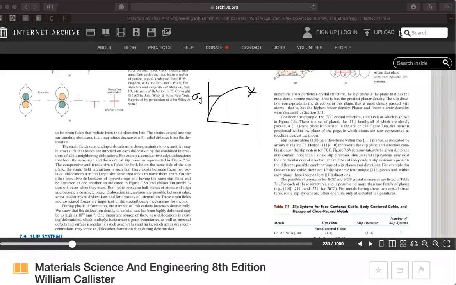So this sigma y will tell you when the plastic deformation will start. Therefore, you cannot initiate the plastic deformation if you are applying a stress less than sigma y.